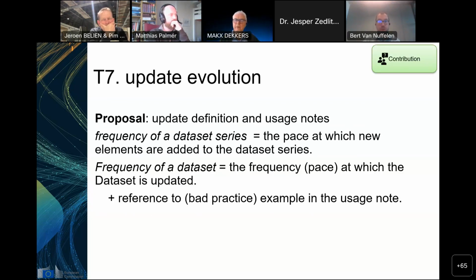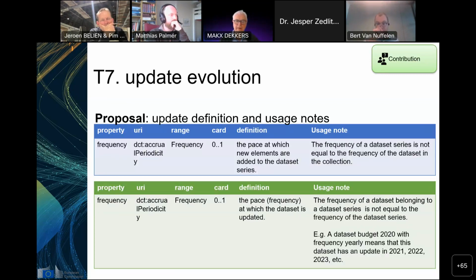So what we want to clarify a bit here is that the proposal is that the frequency of the dataset series is the pace at which new elements are added or removed to the dataset series. Whereas the frequency of the dataset is the frequency or the pace at which the dataset itself is updated. Okay. That is the proposal. If it's clear enough.